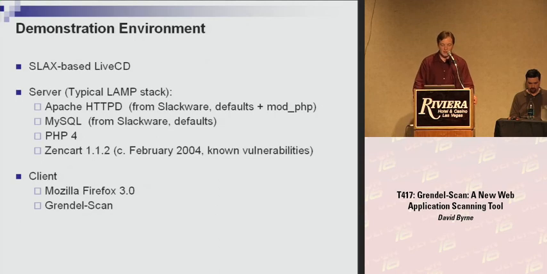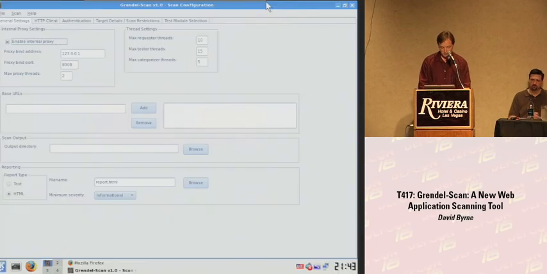So the client that we're going to be using to demonstrate the intercepting proxy is the Mozilla Firefox web browser 3.0. So let me go ahead and flip to my virtual machine.